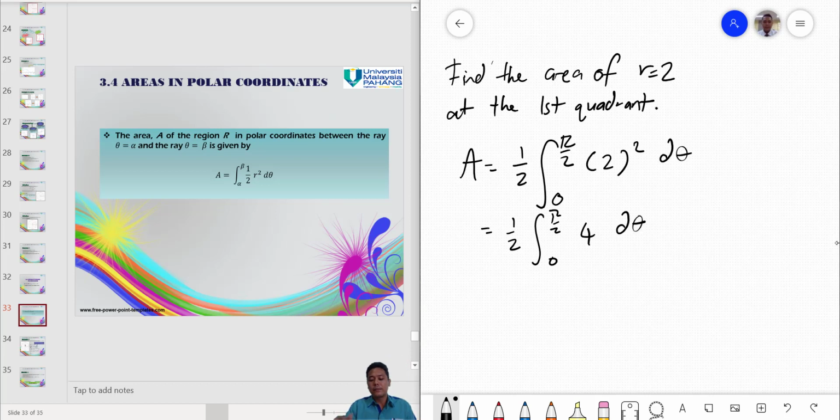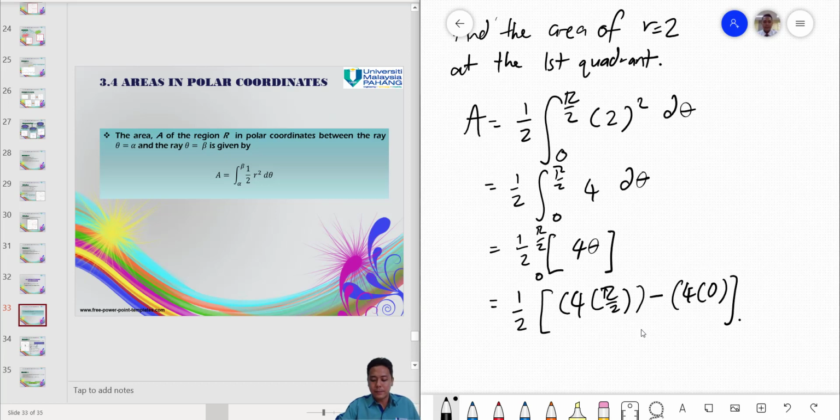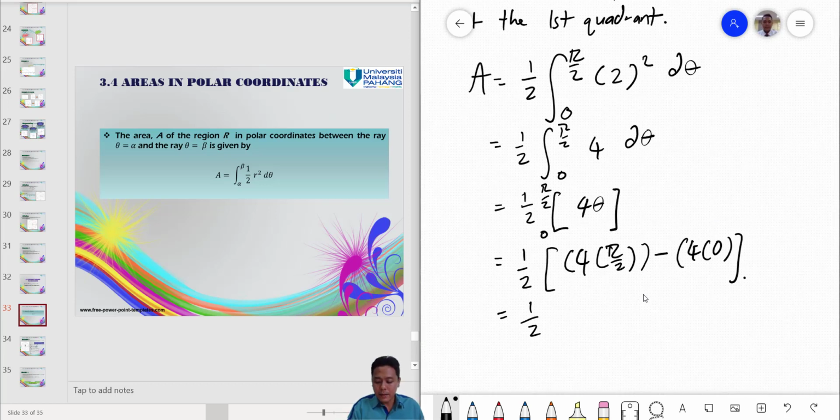For d theta, and because this is a constant of 4, the integration is very simple because this is in terms of theta. So you integrate it, it becomes 4 theta. Substitute the value of beta, for pi over 2, you minus the value of alpha, 0. Simplify this, you will get 2 pi minus 0, where the final answer will be pi unit squared.